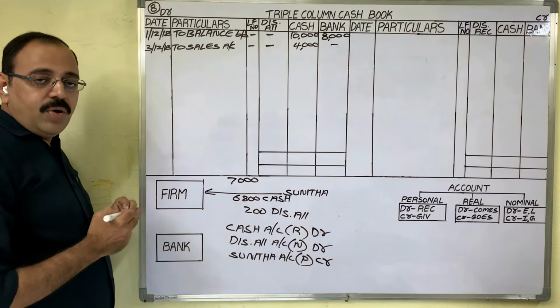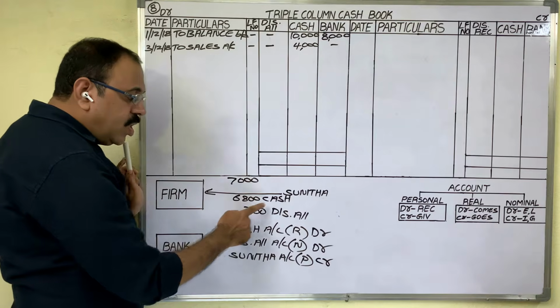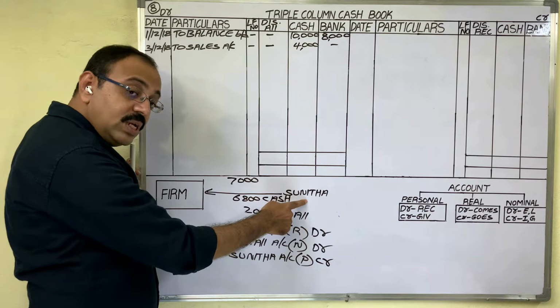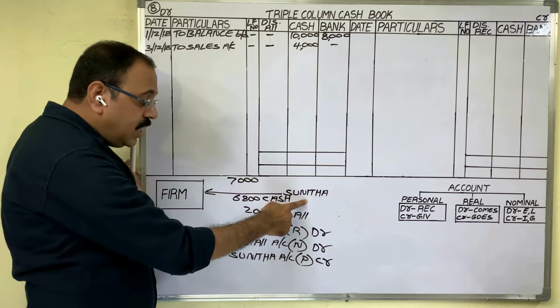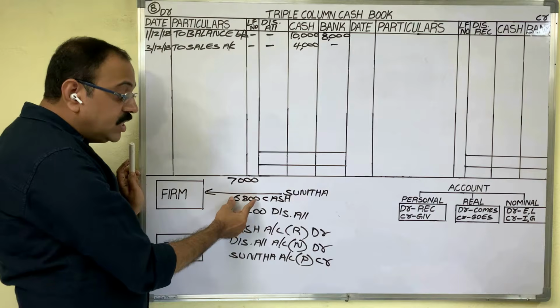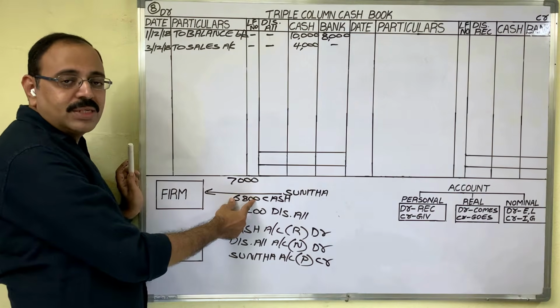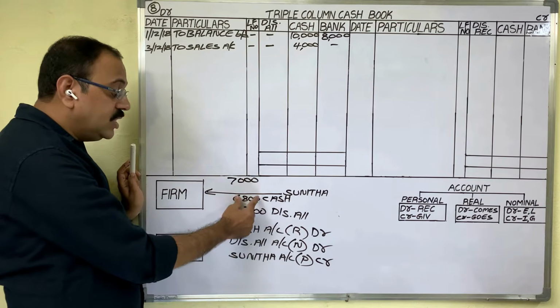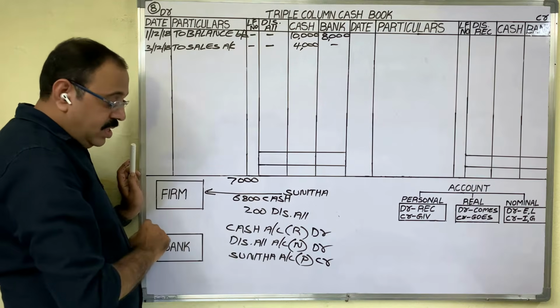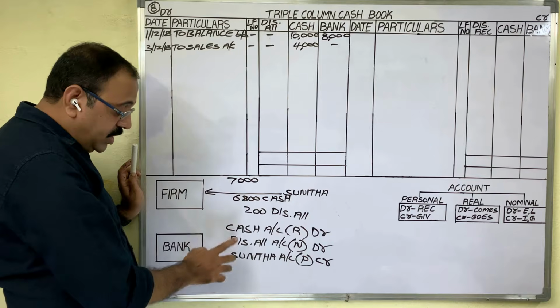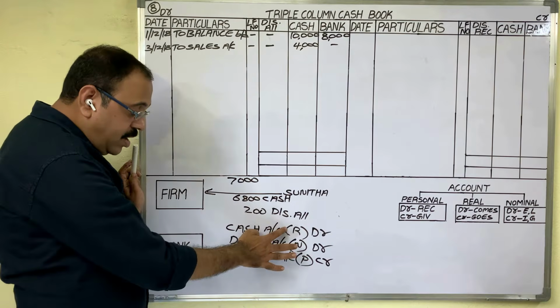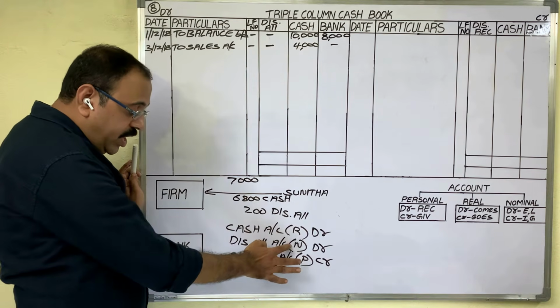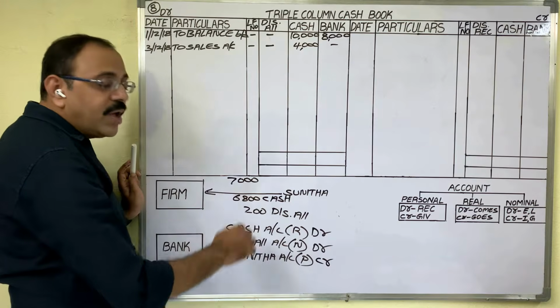You may get one doubt. She is receiving 200 rupees discount. She is a receiver also. Here, give priority to 6,800 rupees, not to this 200 rupees. So, she is a giver. Then, the final entry is cash account debtor, discount allowed account debtor to Sunitha account.